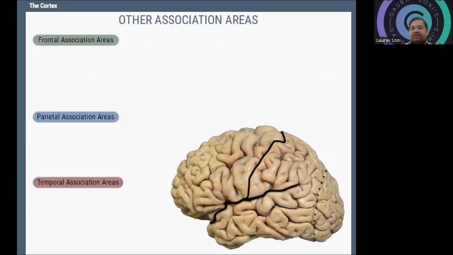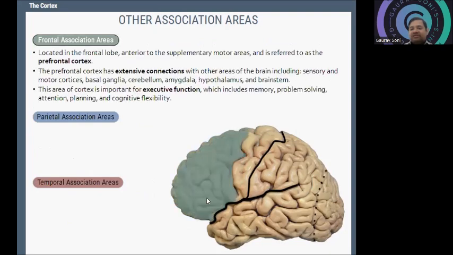Next, we have to see some other association areas like the frontal association area, parietal association area, and temporal association area. So first of all, the frontal association area is located in the frontal lobe anterior to the supplementary motor area or premotor area and is referred to as the prefrontal cortex.